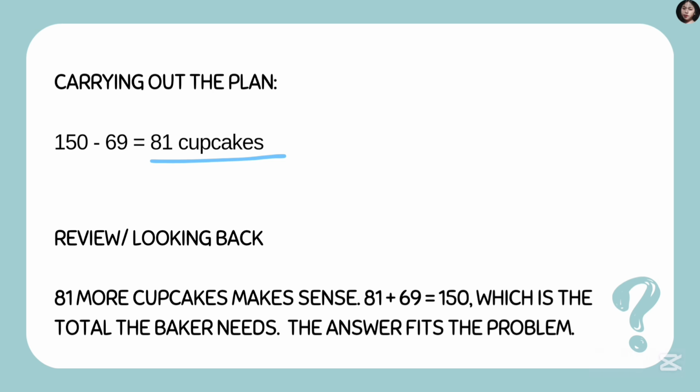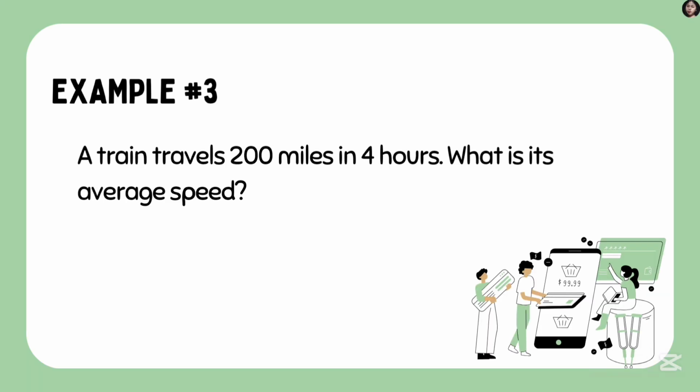So, step 4 is to review or looking back. 81 more cupcakes makes sense. Kasi, kung i-add naman natin yung 81 na gagawin pa lang and yung nagawa niya ng 69 is equals to 150, which is the total the baker's needs. The answer fits the problem. So, tama yung answer natin.